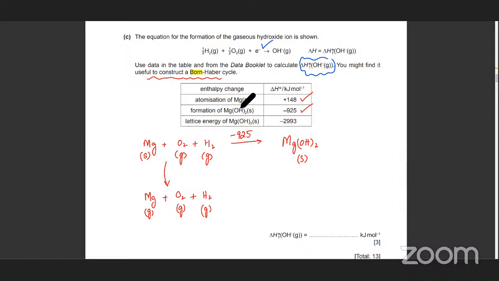so the first one we connected the first one, that's plus 148. Okay, this one atomization of Mg solid turning into Mg gaseous. उसके बाद क्या होगा? उसके बाद what's going to be there is you've got the last one, lattice energy of MgOH2 solid, that's -2993. ठीक है, फिर से देख लो, mostly the value is within that particular range. So what's in the lattice enthalpy?